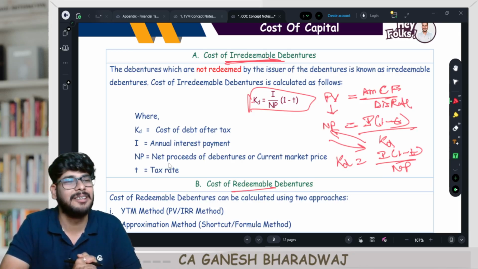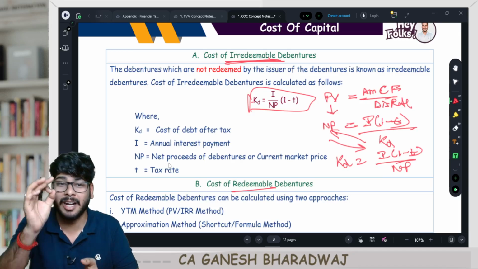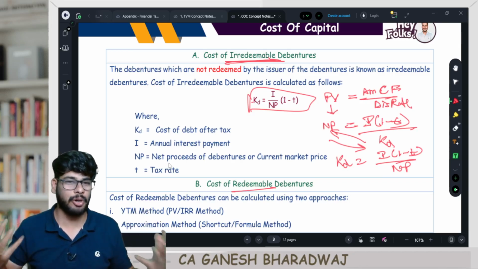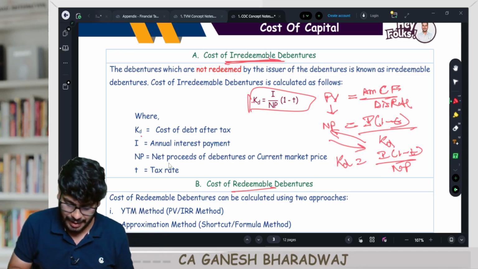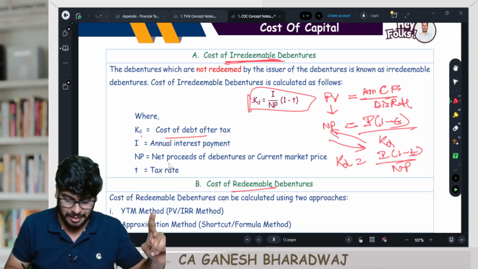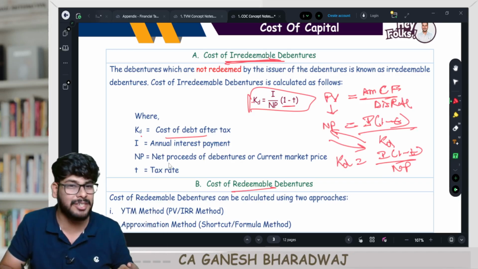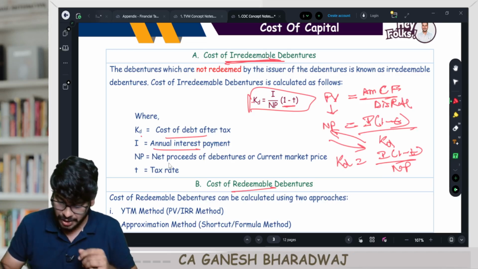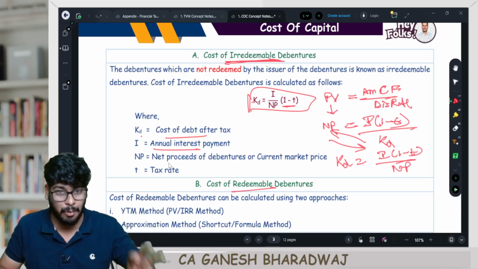Very logical. Very, very logical. It's a crime to mug it up. That's what I keep telling you. It's all logical here, loaded with concepts. Clear? Where KD stands for cost of debt after tax. Why are we saying it after tax? Because we are adjusting for the tax shield here, right? I is the annual interest payment here. It's not the rate of interest. It's the actual interest amount, right?